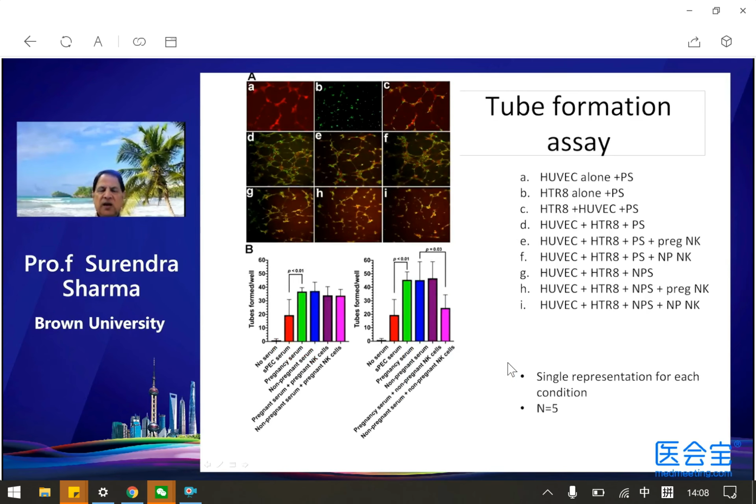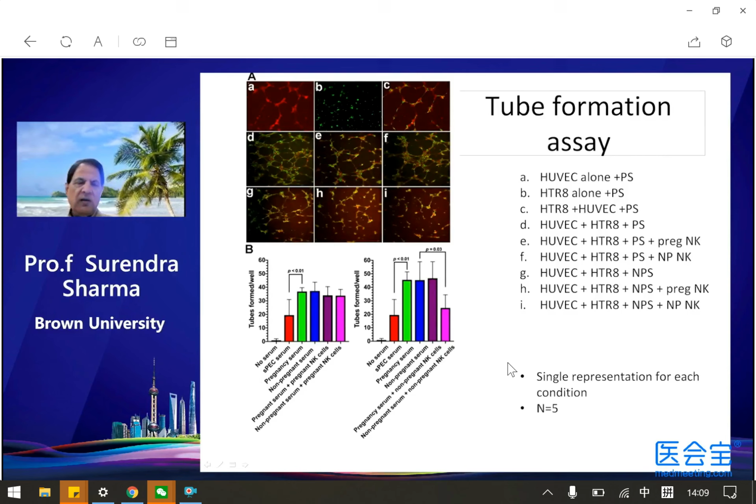We have published a lot on this. What this is telling is that we talk about spiral artery remodeling, and spiral artery remodeling basically involves endovascular crosstalk between trophoblast cells and endothelial cells. So we have mimicked that assay in vitro here. Basically what we are using here are HUVEC endothelial cells and HTR8 first trimester extravillous trophoblast cells.